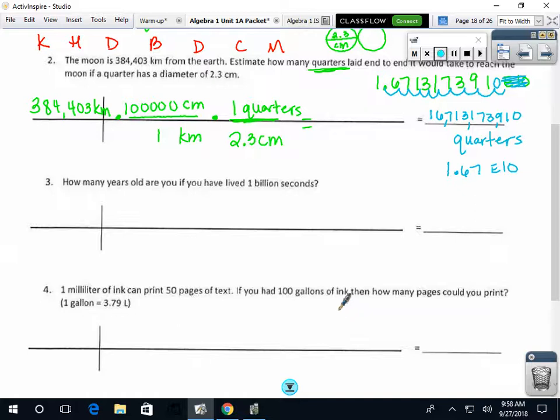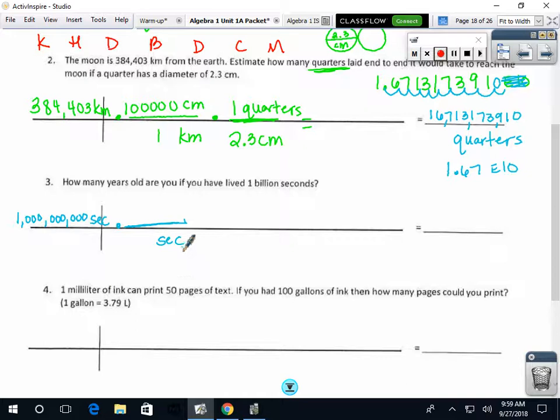How many years old are you if you have lived 1 billion seconds? So what do we start our conversion chain with? Right, 1 billion seconds. So that would be 1 and then 9 zeros is how you write a billion. And that's seconds. Okay, so now that we're in seconds, we're going to multiply by a fraction, and seconds is going to be on the bottom of it.